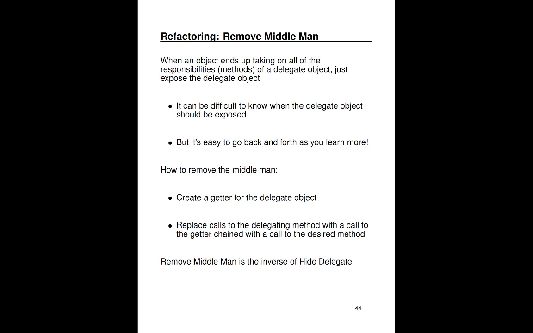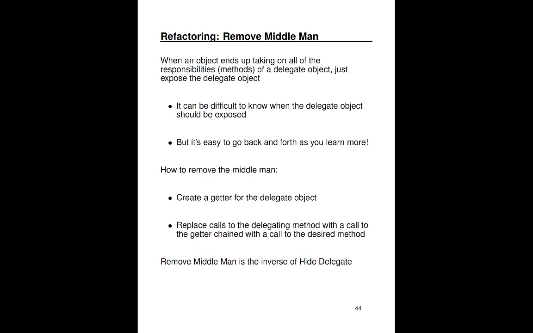If you decide that exposing it isn't the right thing to do, or maybe there's something about the delegate object that changes that you no longer want exposed, right? You can go back and you can always change it. Here's how you remove that middleman object. First thing you do is you create a getter method that exposes that delegate object. And then for all of the calls to the methods that delegate to that object, just replace it with a call to the getter and then have it call the desired method.